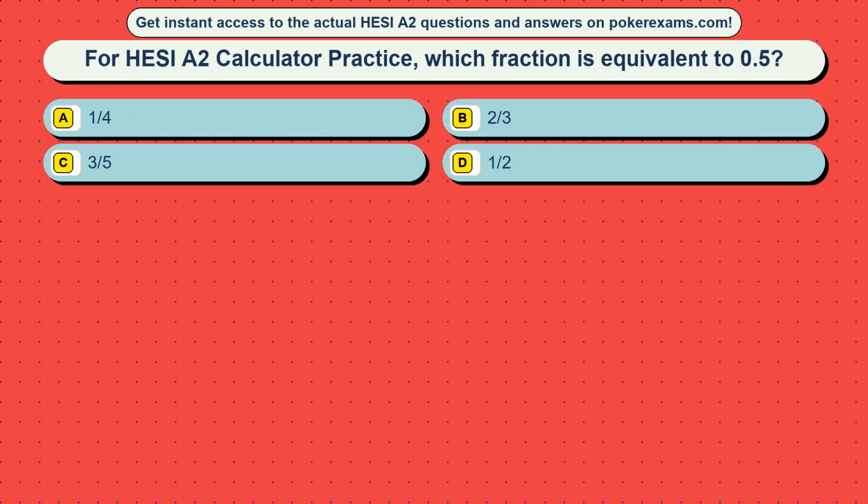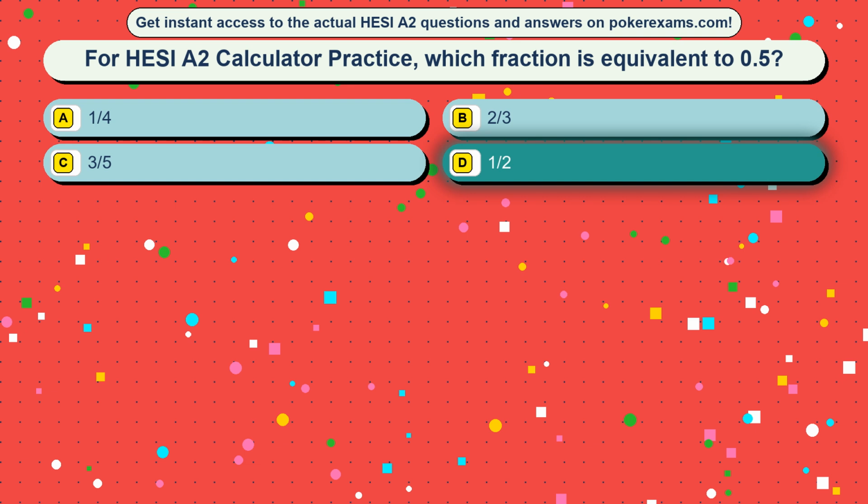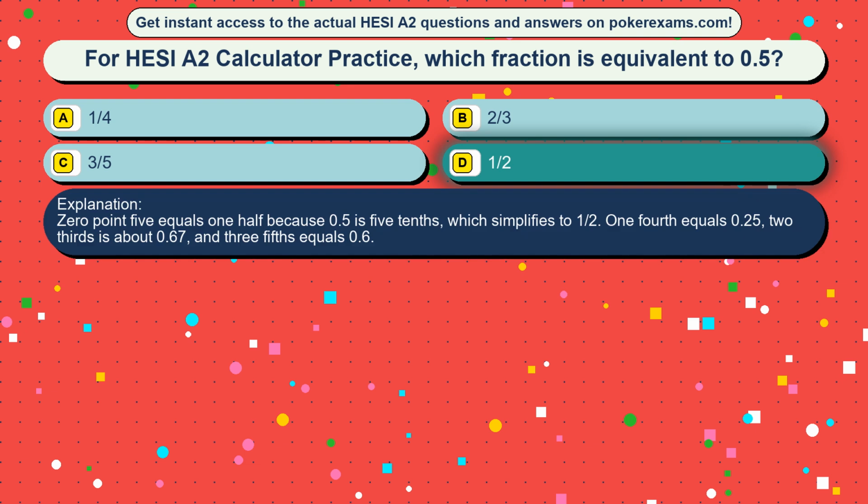Question 2. For HESI A2 Calculator Practice, which fraction is equivalent to 0.5? Option A a quarter, option B 2/3, option C 3/5, option D a half. The correct answer is option D, a half. 0.5 equals 1/2 because 0.5 is 5/10, which simplifies to a half. 1/4 equals 0.25, 2/3 is about 0.67, and 3/5 equals 0.6.